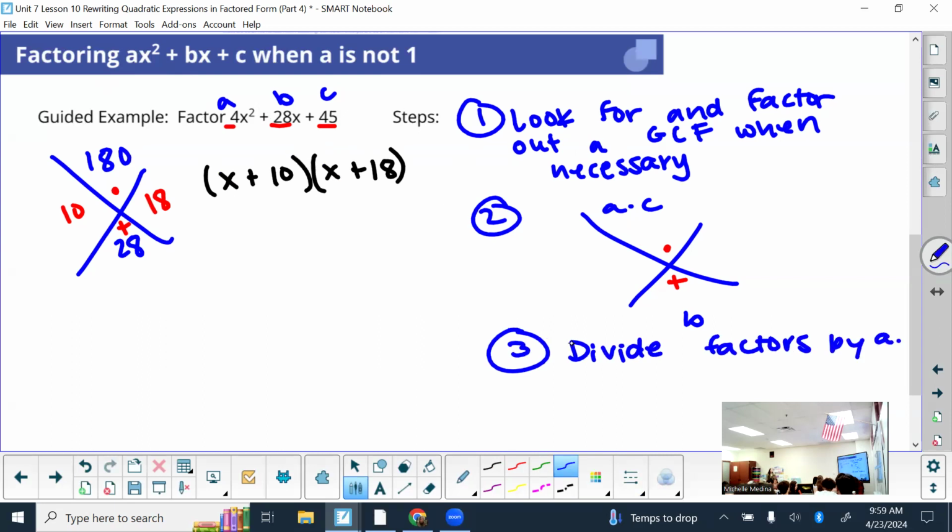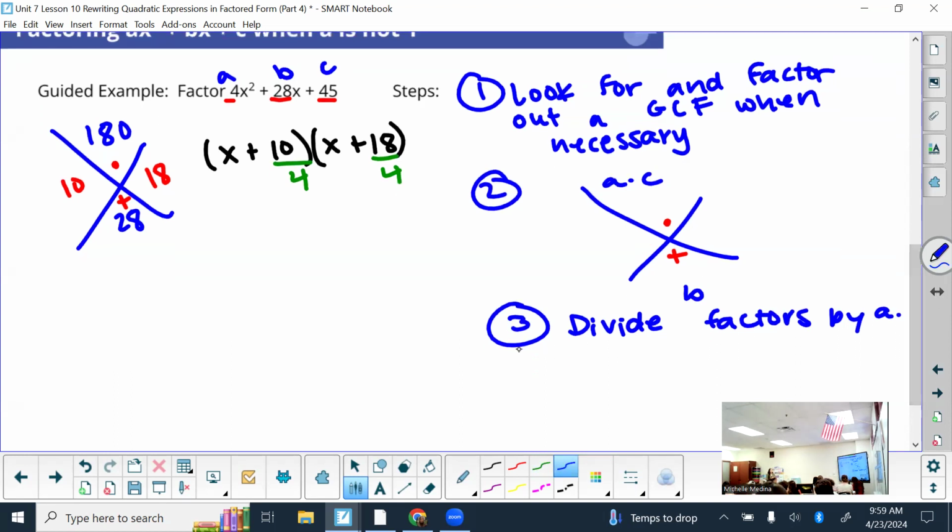So what was A in this one? What was A? 4, thank you. So I need to divide each factor by my A, which is 4. It looks something like this. So you divide your factors by A. In that same step, you will reduce the fractions.